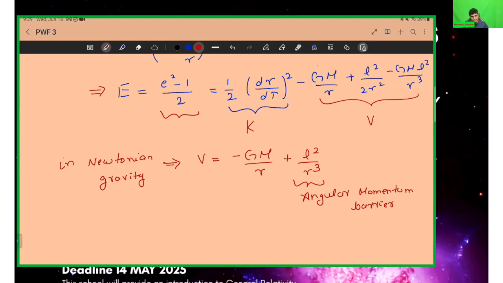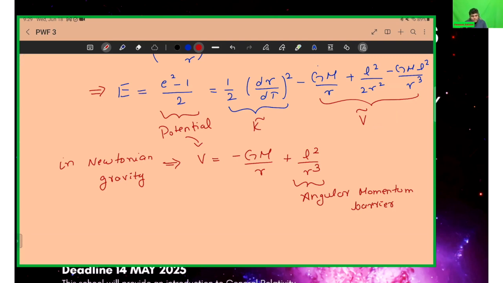Yeah, oh, I see. So this is some potential energy. Let me call it V tilde. But this is not the potential, of course. This is kinetic energy. This is potential in Newtonian mechanics. How do you derive potential in the general relativity that we are seeing here?